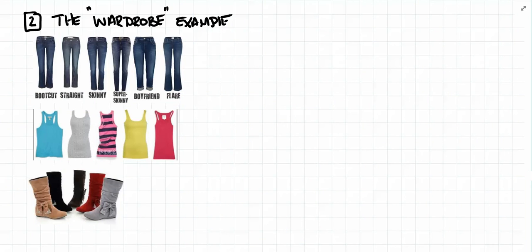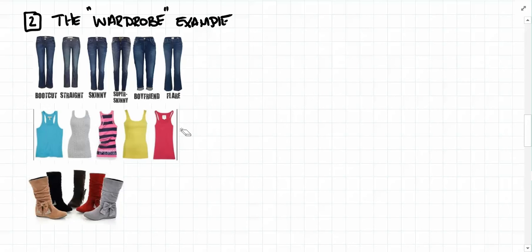Okay, box number 2 is called the wardrobe example. Let's say you are picking an outfit, and you're going to pick some jeans, and then a shirt, and then some shoes. So how many different outfits can you make? Well, I could pick the straight jeans with the yellow top and perhaps the gray boots. That's one outfit that I could make. Or I could pick the flare jeans with the pink top and the brown boots. There's another wardrobe I can make.